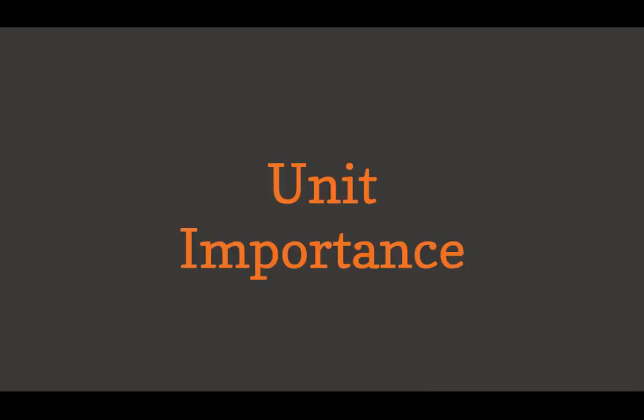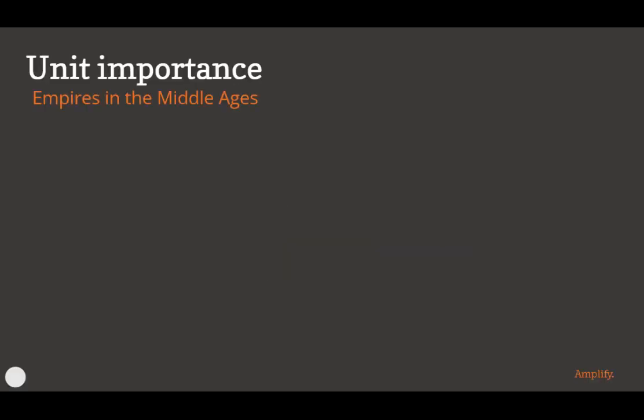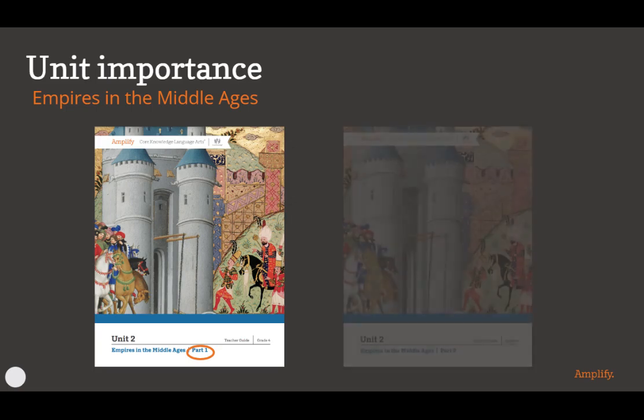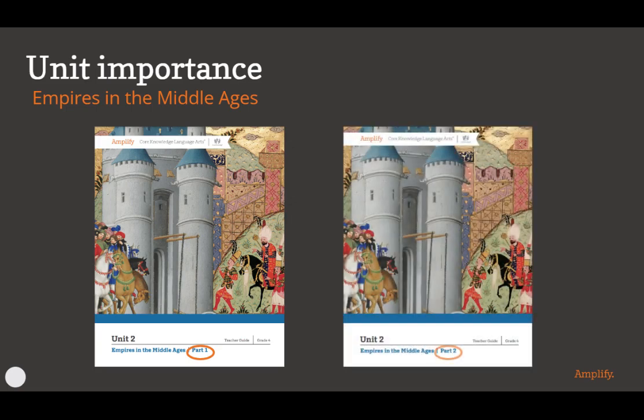Let's begin by grounding ourselves in the importance of what students will learn in this unit. The unit is best understood in halves. The first half of the Empires in the Middle Ages unit, Part 1, covers the history of the Middle Ages in Europe, and the second half, Part 2, covers Islamic medieval empires.